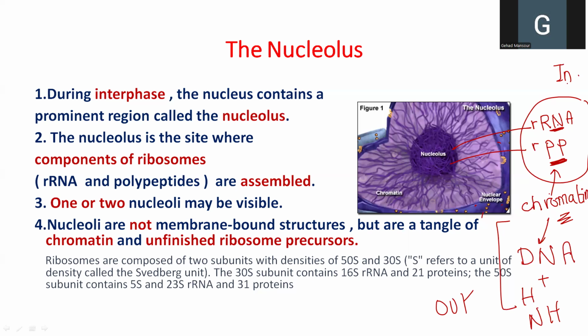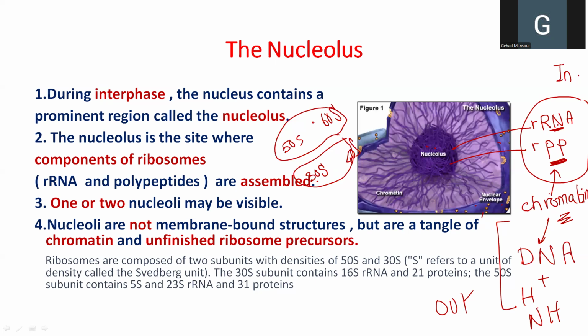As we said before, ribosomes are composed of 2 subunits like this, and these 2 subunits are sometimes called the 50S subunit and 30S subunit, or they might be called 60S subunits and 40S subunits. And the S here, actually, we say it's subunit, but it refers to a unit called Svedberg unit, and Svedberg unit is a unit of density. So the 50S or 60S subunit have higher density than the 30S or 40S subunits.